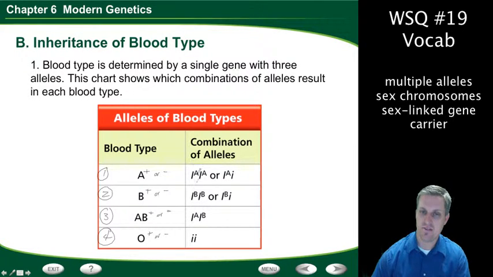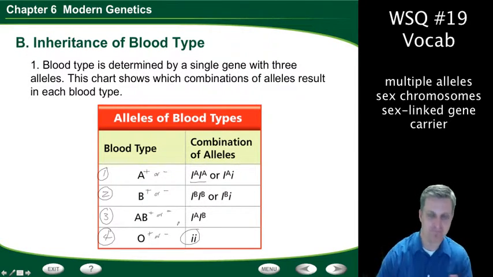A person with A blood type can have capital I A, I A, or capital I A, lowercase i. That's the recessive allele. Remember, this is like a form of codominance. In a B blood type, you can be I B I B or I B i. And AB is when you have A and B. It just mixes and you get blood type AB. Or you can have the recessive trait of ii, in which case you are O blood type.